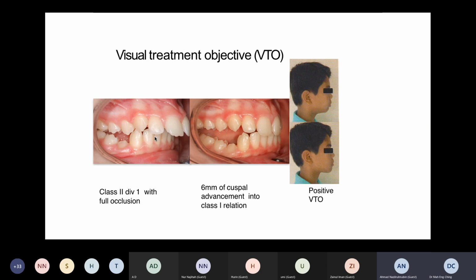Or maybe the patient is not able to achieve a normal overjet or competent lips, then this kind of patient may be too severe. We have to consider alternatives, like surgery. So always ask the patient to bring the lower jaw forward, try to mimic the final result, and see whether they look good at the end of the treatment.